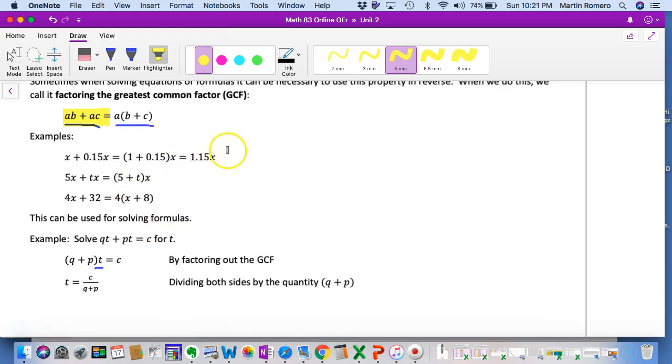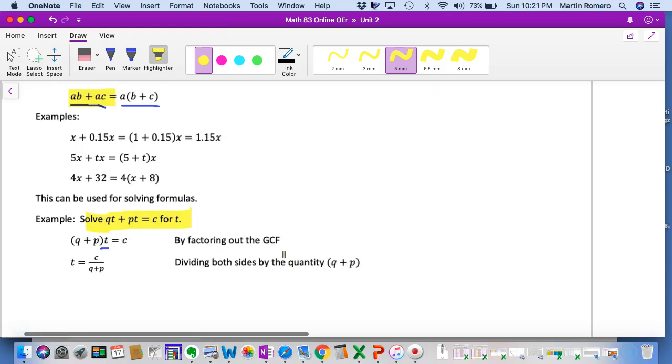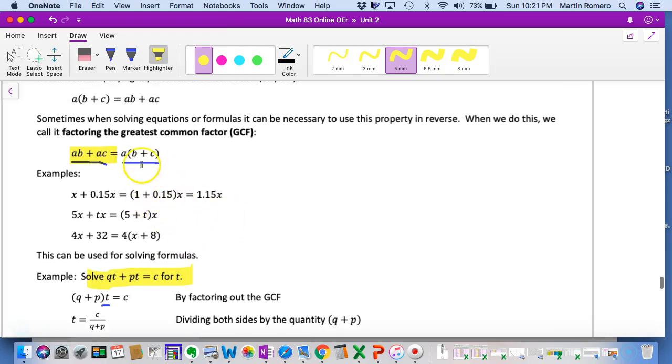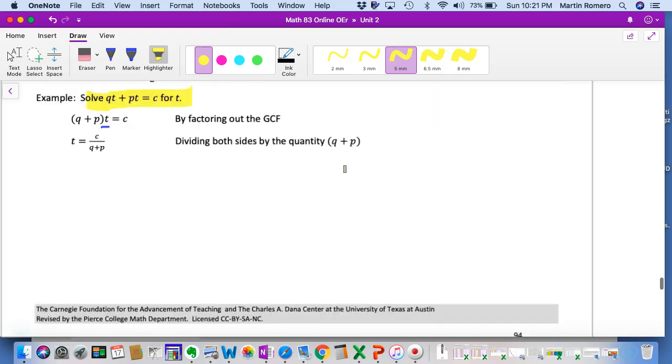We would use a technique like that many times to solve a problem like this, where we're solving for T. Notice T appears twice, so what you would do is factor the T out and then divide both sides by q plus p. You'll get more practice on your written homework, but again, it's just a skill that comes up many times, factoring of the greatest common factor. It's important to acknowledge that.